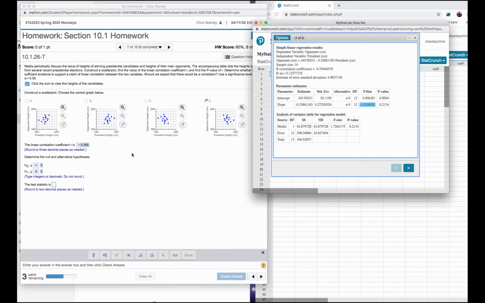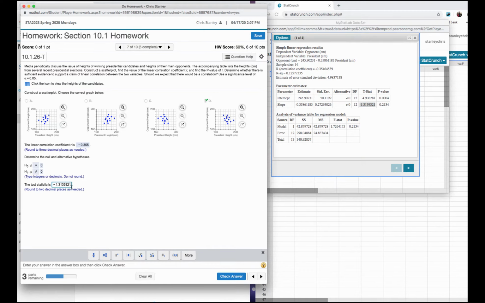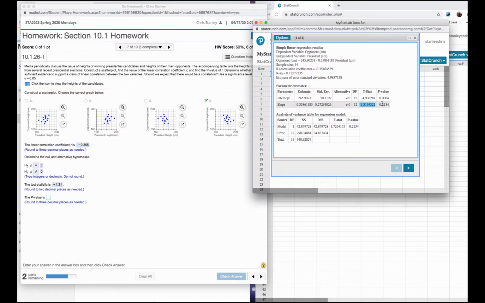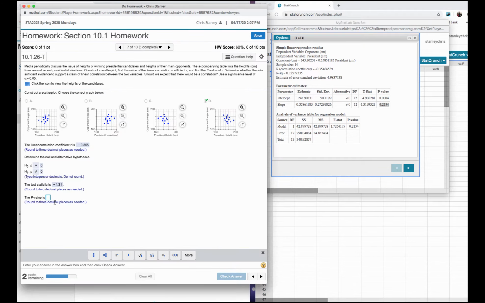Go ahead and cut and paste. 2 decimals. And my assumption was right. That's a large p-value. Large p-value is going to fail to reject.